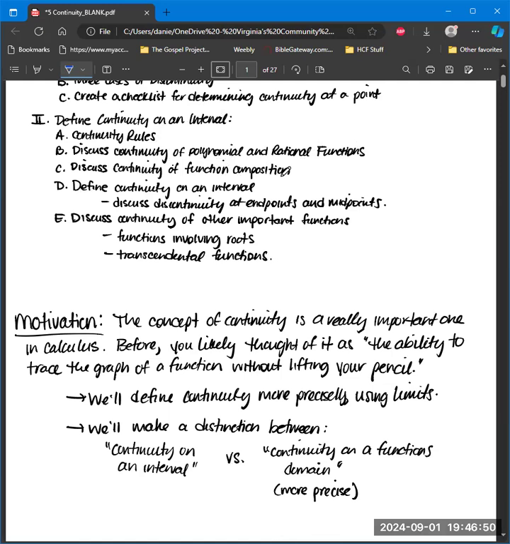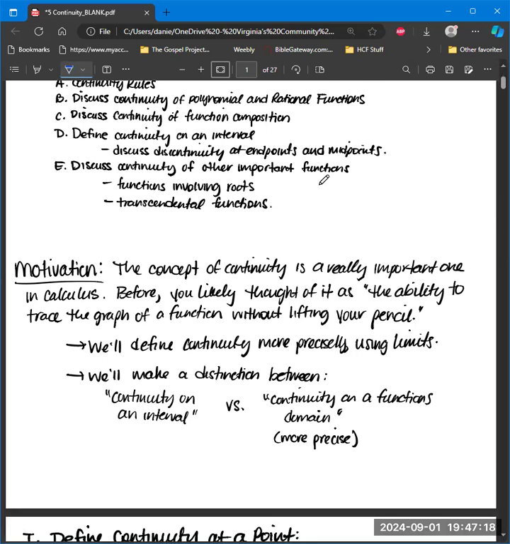Discuss continuity of a function that's a composite function and how we try and determine what intervals that composite function will be continuous on based off of the intervals of continuity of the two functions which are being composed. We'll define continuity on an interval and discuss discontinuities that happen at endpoints and midpoints, and then discuss continuity of other important functions, specifically roots, and then I don't think we're going to get into transcendental and inverse functions, but we'll see.